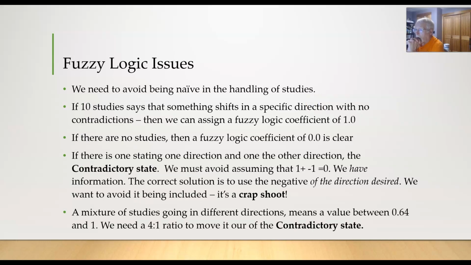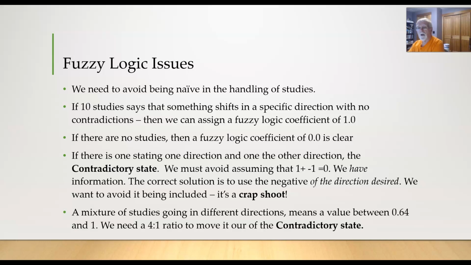So let's go on into this continuing saga. We have fuzzy logic issues. We do need to avoid being naive in handling studies. And usually it means we need to give values for a coefficient for a big matrix to solve. Generally, if there are no contradictions, it's good solid. I assign a value of 1. If there are no studies at all, I give a value of 0.